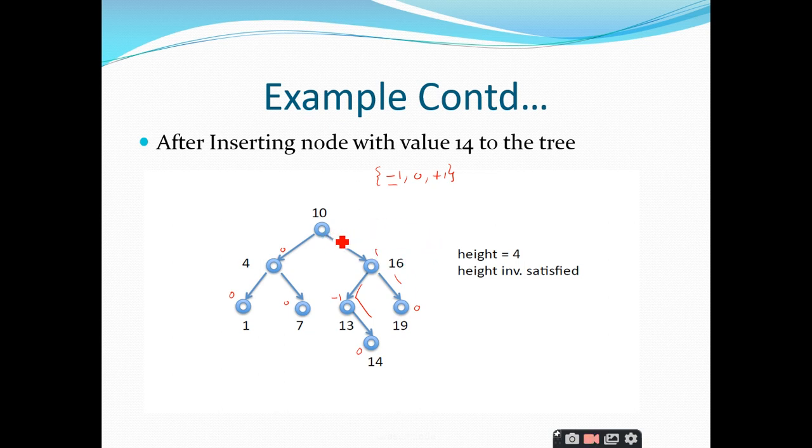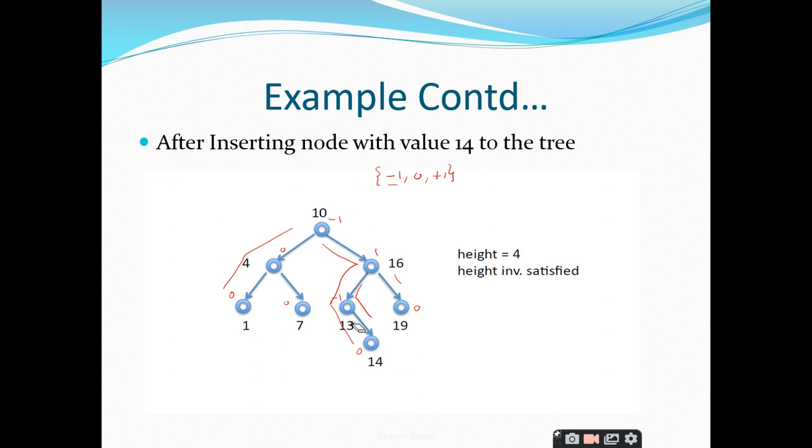What happens to the balance factor of 10? Minus 1, sir. Right. What is the height of the left subtree? It is 2. This is 1 and this is 2. And what is the height of the right subtree? We have to take the longest path. From 10 you start here, you go to this node, that is 1, then this node, 2, and this is 3. Therefore it becomes 3. So the balance factor of node 10 is minus 1.